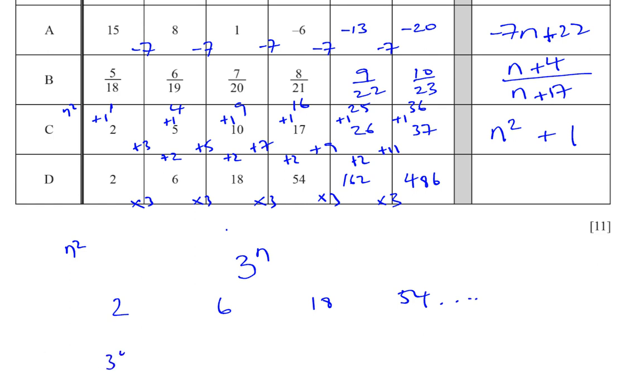Okay, 3 to the power of n. So this is 3 to the power of something. And this has got something to do with 3 to the power of something. And this is 3 to the power of something. This is 3 to the power of something. So there's going to be a power here that I have to use.